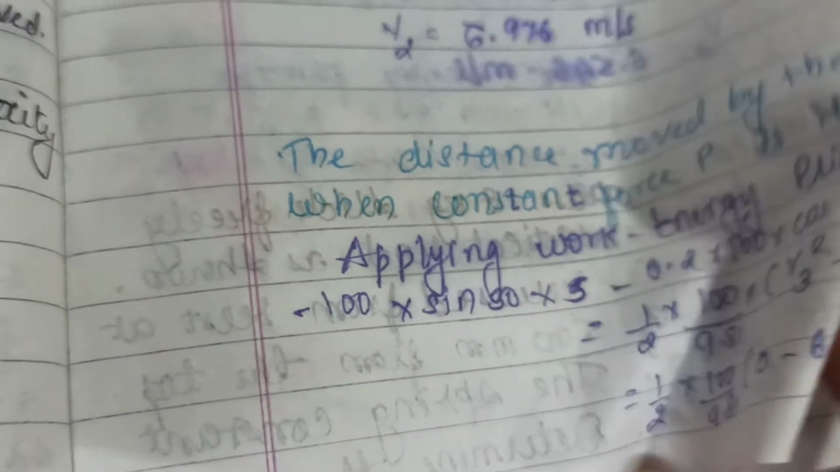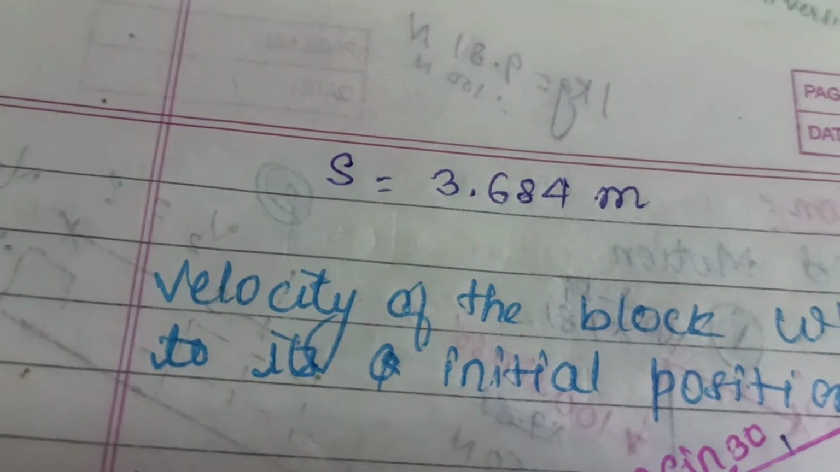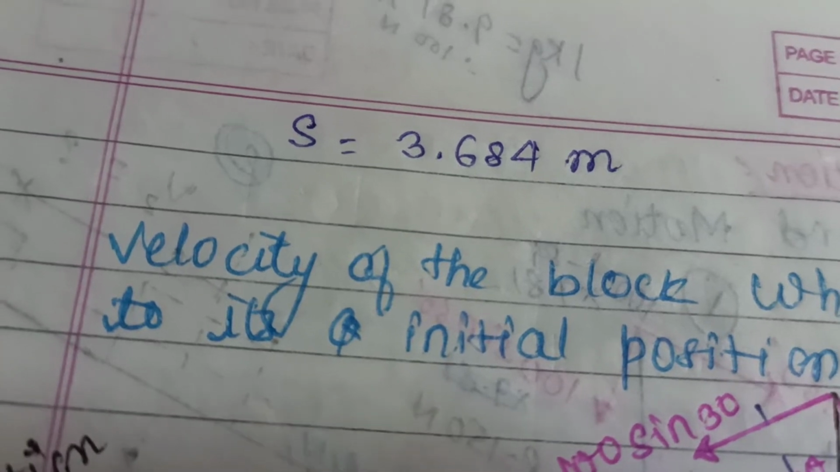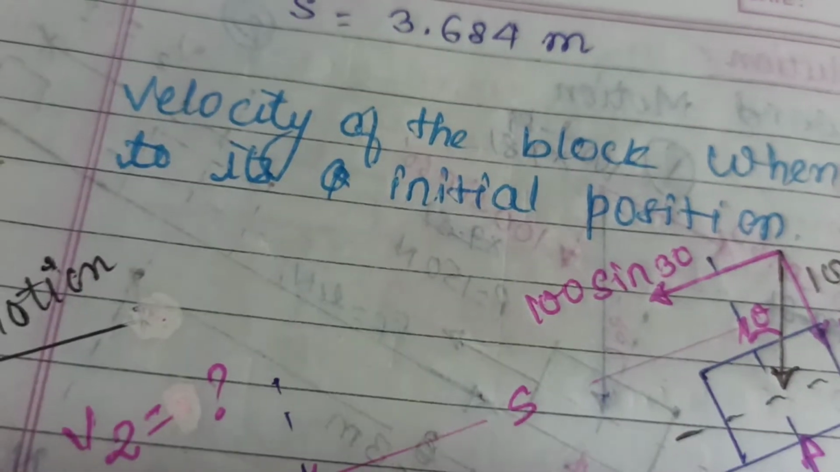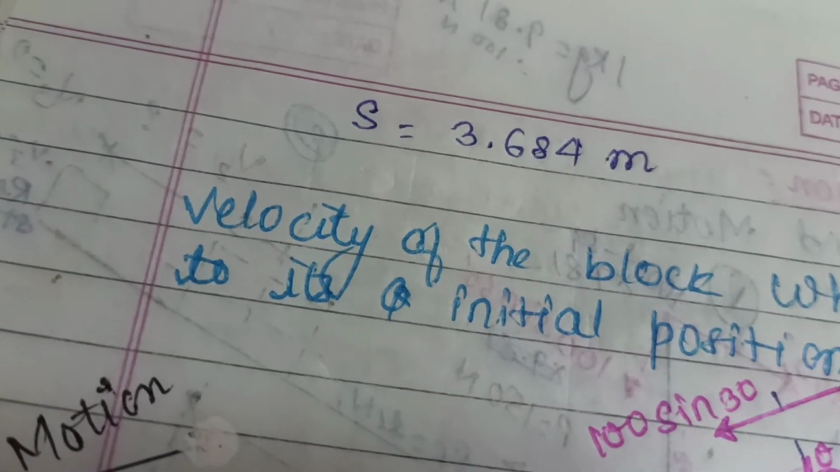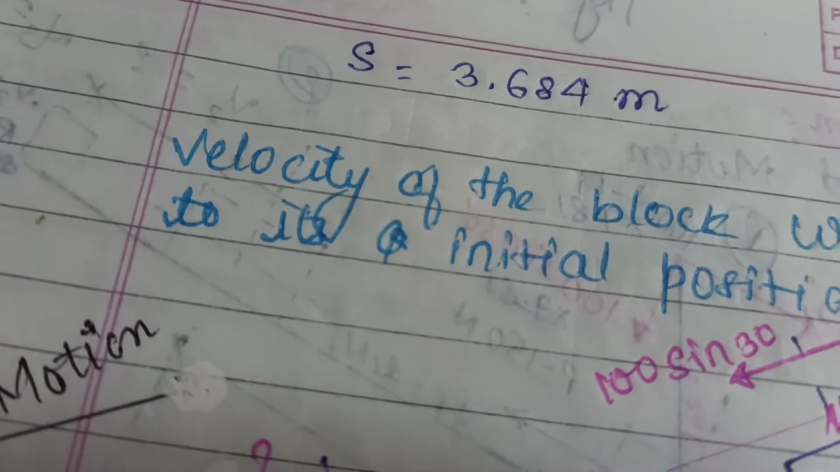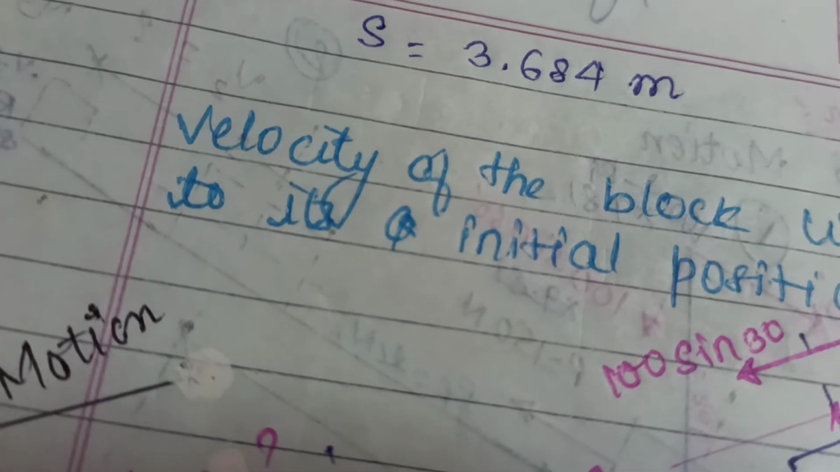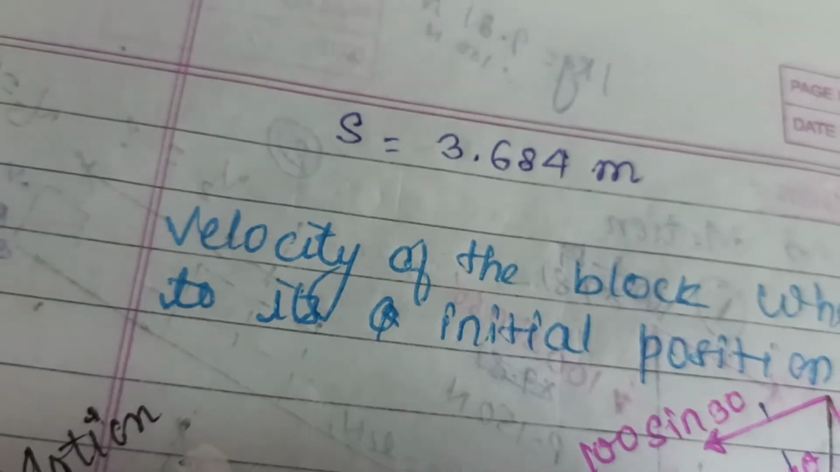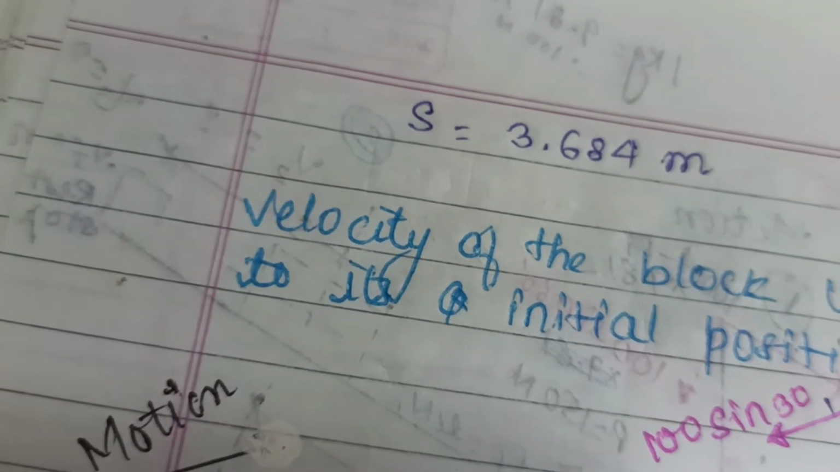So when we solve this equation, we get displacement s equal to 3.684 meters. So after the block has moved a distance of 3 meters, further the block moves a distance of 3.684 meters. So this is the first part of the question, in which we have to find out the distance moved by the block after the force P is removed.